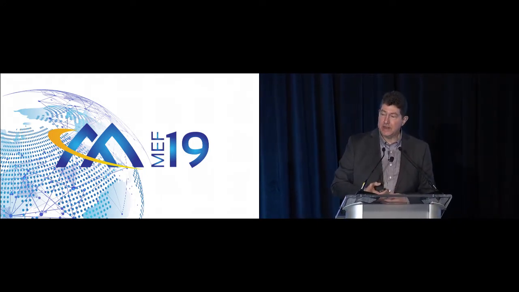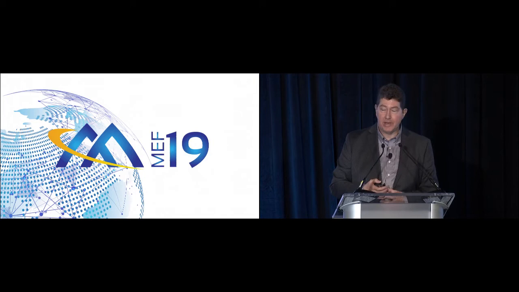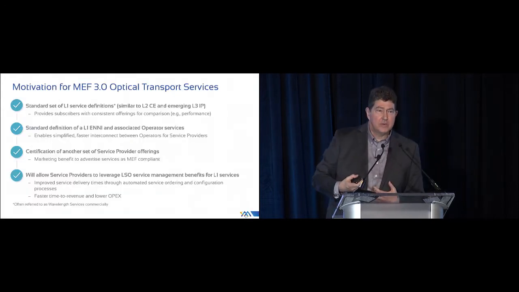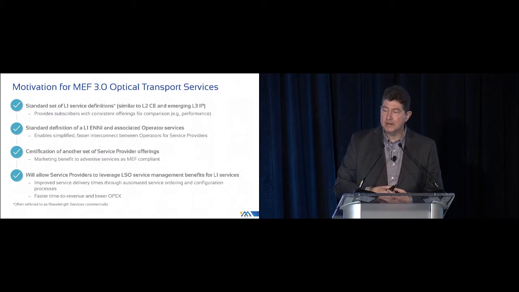I've been leading the Layer 1 Services project for the past couple of years. So we'll delve into the work that we've been accomplishing there and what's going forward. The reasons that we've started the work on the Layer 1 services, which are often called wavelength services or optical transport services, is exactly the same why Layer 2 carrier Ethernet was started and why IP is underway as well. It's to provide a standard set of service attributes and definitions.